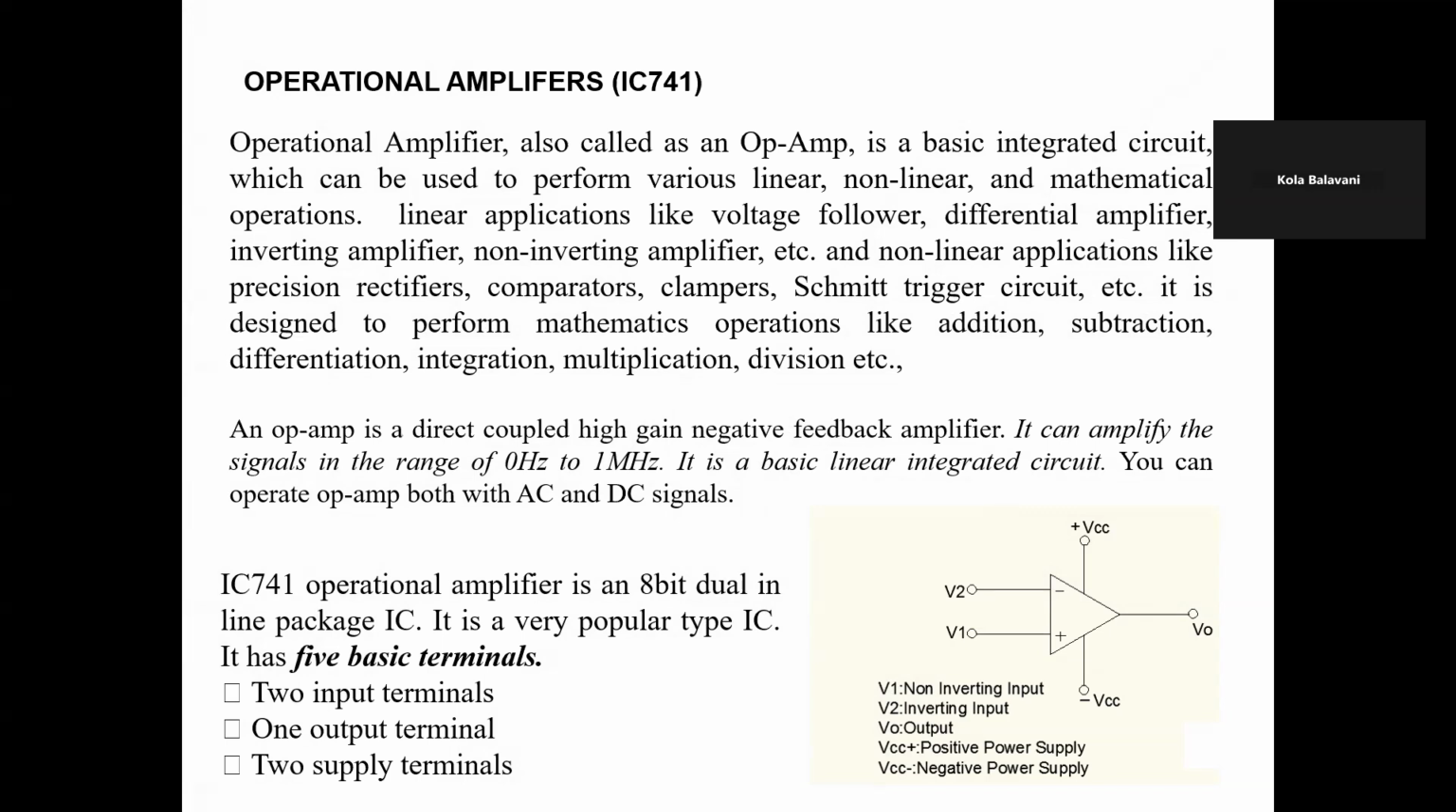The operational amplifier is an example of a linear IC, available in the form of an integrated circuit, and the IC number for this operational amplifier is 741. The operational amplifier is simply called an op amp. By using it, you can perform different operations. It is used for various applications like linear, non-linear, and mathematical operations. The name itself suggests it can perform mathematical operations along with amplification.